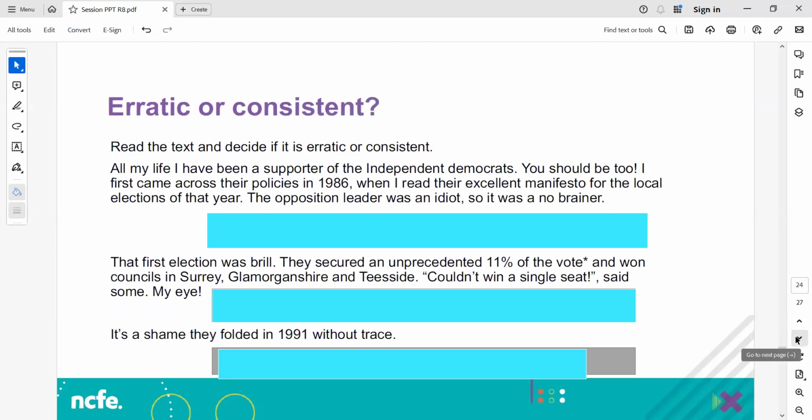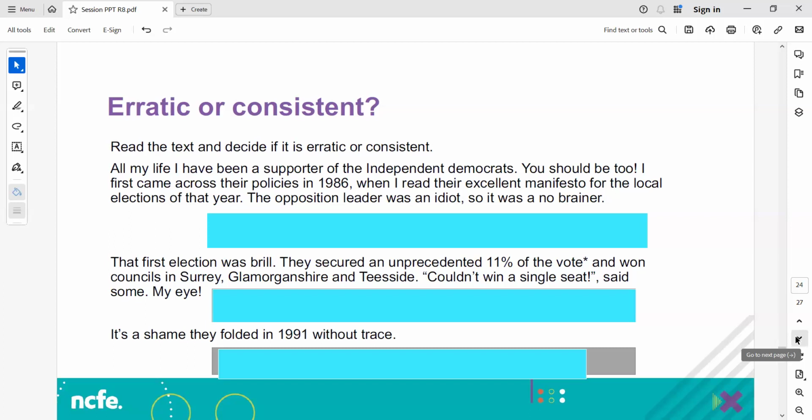So erratic or consistent. All my life I have been a supporter of the Independent Democrats. You should be too. I first came across their policies in 1986 when I read their excellent manifesto for the local elections of that year. The opposition leader was an idiot, so it was a no-brainer. The first election was brill. They secured an unprecedented 11% of the vote and won the councils in Surrey, Glamorganshire and Teesside. Couldn't win a single seat, said some. My eye. It's a shame they folded in 1991 without trace.